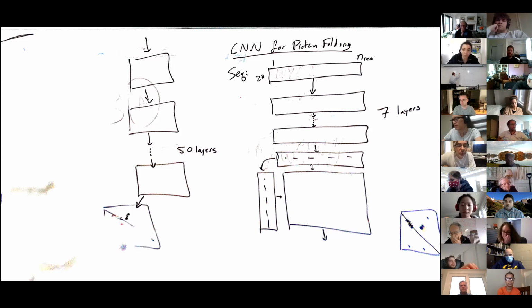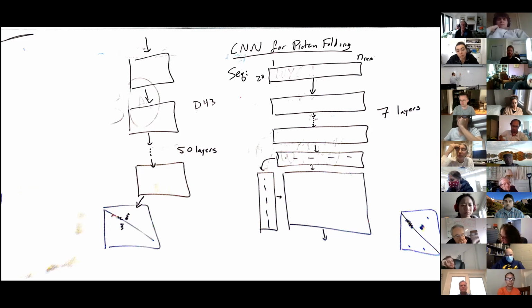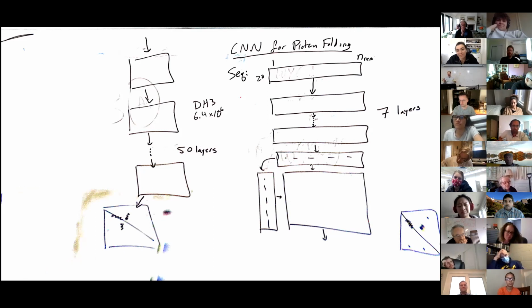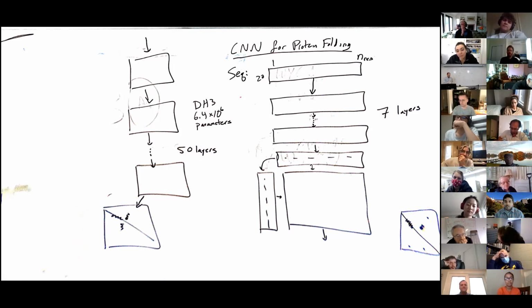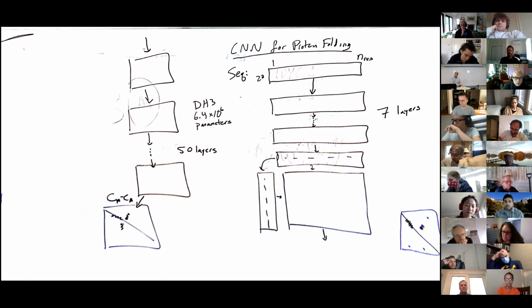In DeepH3, I have 6.4 times 10 to the 6th parameters. So what curve can we fit with 6 million parameters? Okay, so this output is the C beta distance. C beta distances are nice. But there's a few tricks.